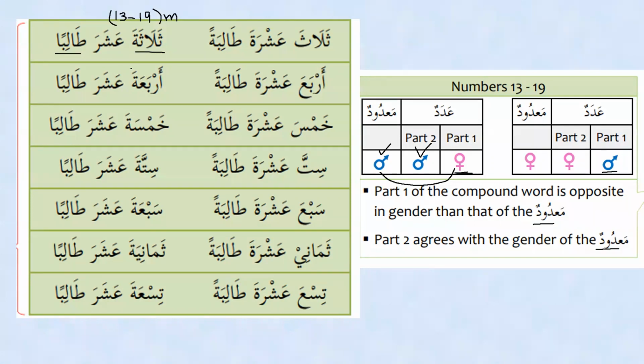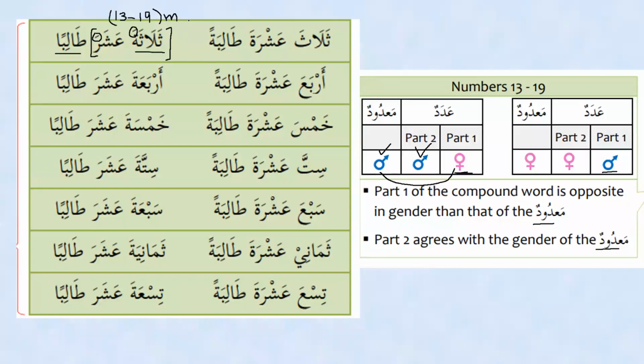أربعة عشر طالبا. And the second thing that you need to notice here is that the first part, the murakkab or compound, the first two nouns of the adad, is always mabniyun al-fath, as we can see over here. ثلاثة عشر طالبا, it is indeclinable, we can't change it. أربعة عشر طالبا, 14 masculine students. خمسة عشر طالبا, 15. ستة عشر, 16. سبعة عشر طالبا is 17, and ثمانية عشر طالبا is 18, and تسعة عشر طالبا is 19.